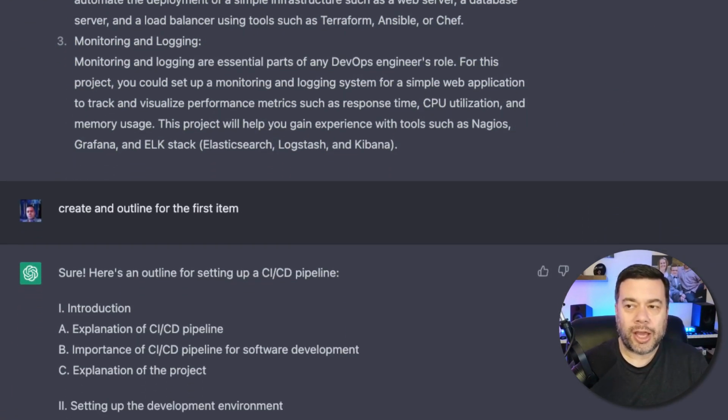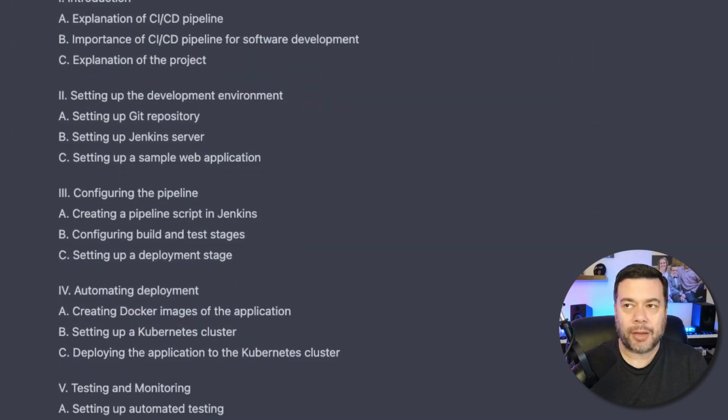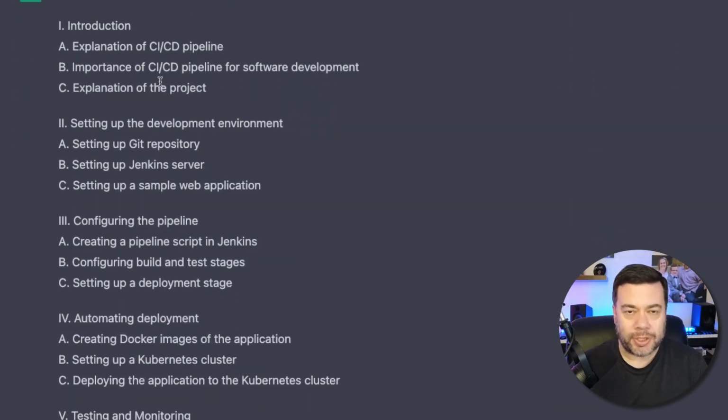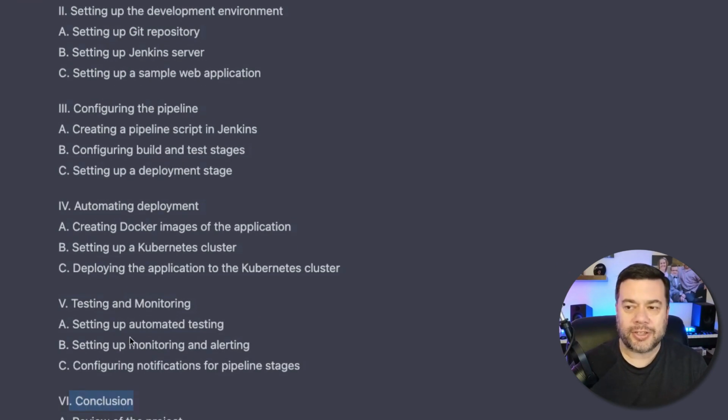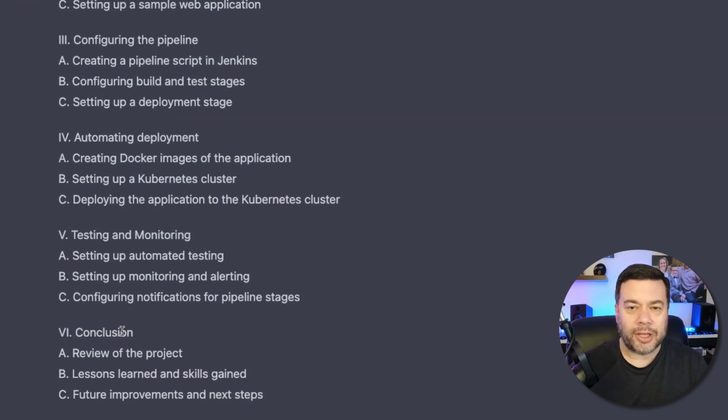So I said, okay, can you create an outline for the first item, which was the CI/CD pipeline project? And so ChatGPT came back and said, sure, here's an outline for setting up a pipeline. It starts with an introduction, has subsections underneath there, talks about your development environment, configuring a pipeline, automating deployments, testing and monitoring, and finally a conclusion.